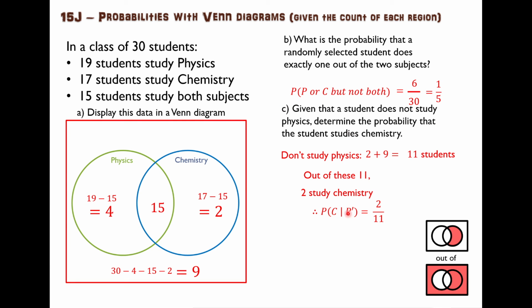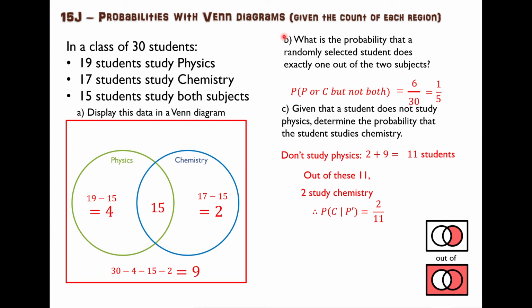Anyway, so that is how you can do a given that question. You look at only the students that match this given that condition, so only the students who don't study physics, and out of these 11 students, 2 study chemistry, so it's 2 out of 11. I hope this has been helpful. Sometimes drawing diagrams like this can help as well. Or sometimes you can use your hand to block out this group of students you're ignoring.